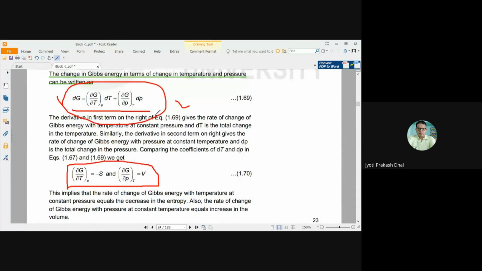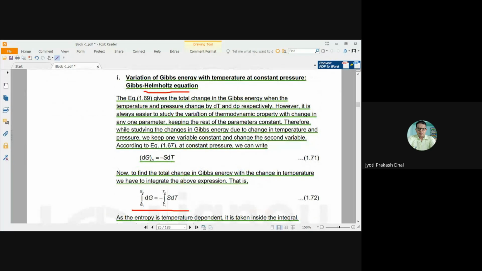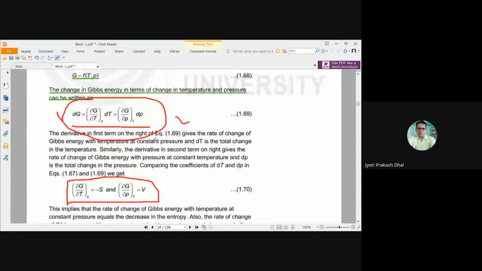So from this equation, we can find out the total change in Gibbs energy when the temperature and pressure change by dT and dP respectively. Here the change in temperature is dT and the change in pressure is dP. However, it is always easier to study the variation of thermodynamic properties with change in only one parameter. In this equation, two parameters are changed, that is dT and dP.